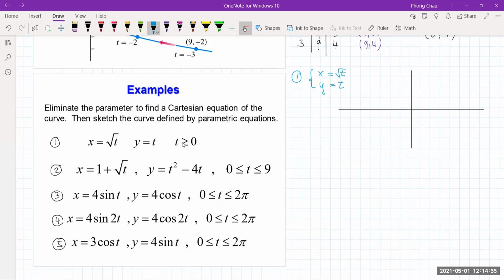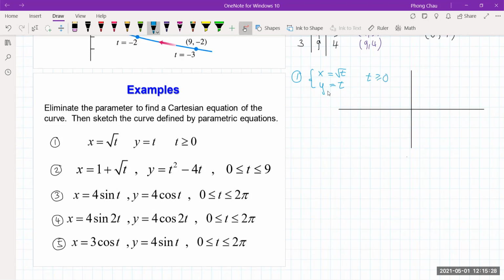the parameter t. And since we're in a new world, we just cannot tell what the graph of this looks like. And so we're going to try to convert to the Cartesian equation that is equivalent to this, so we can tell what the graph looks like. So look at number 1 here. I have x equals square root of t and y equals t, right? And t is actually greater than 0 in this case.